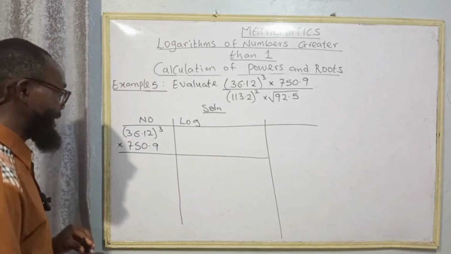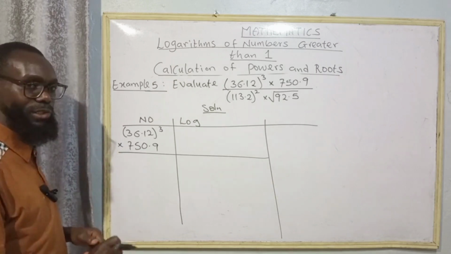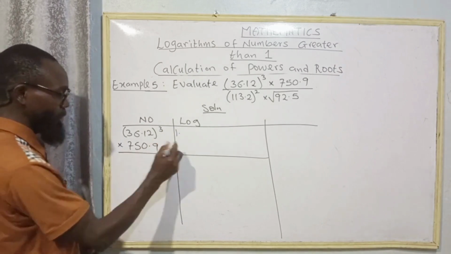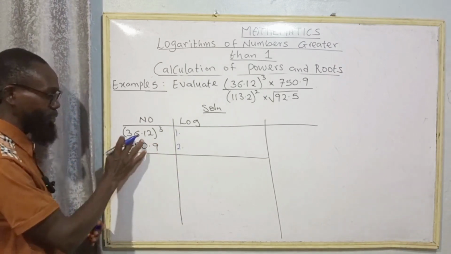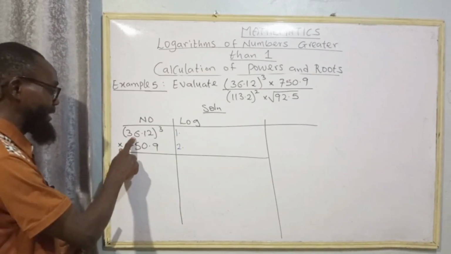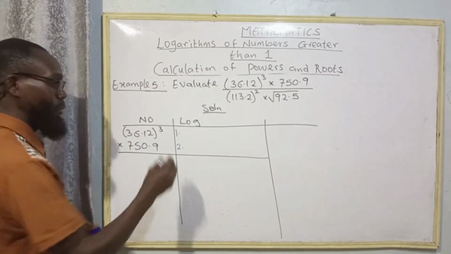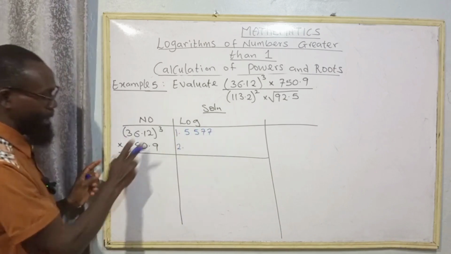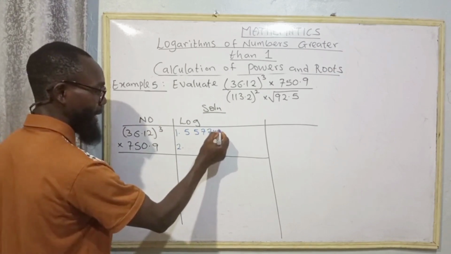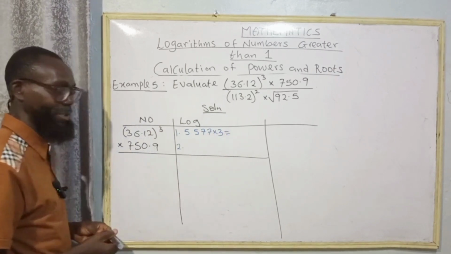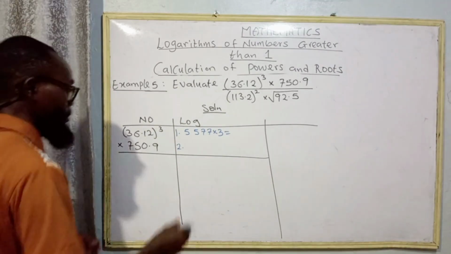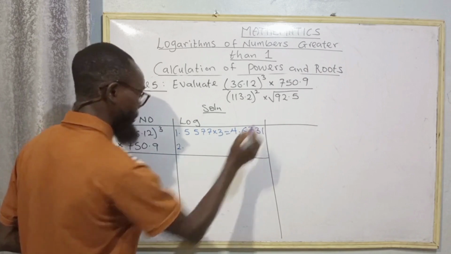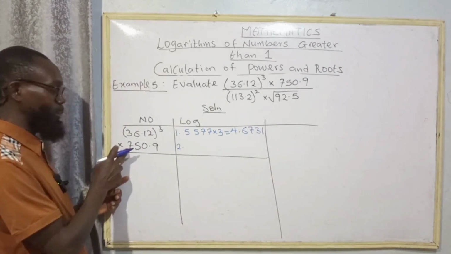Now, let's check for the integer of this. 36.12, we have 1 point, while this one is 2 points. Now, for the first one, you check your logarithm, 36 under 1 difference 2. We have 5, 5, 7, 7. But power of 3 means multiply by 3. So take your calculator and multiply it by 3. So we have 4.6731.